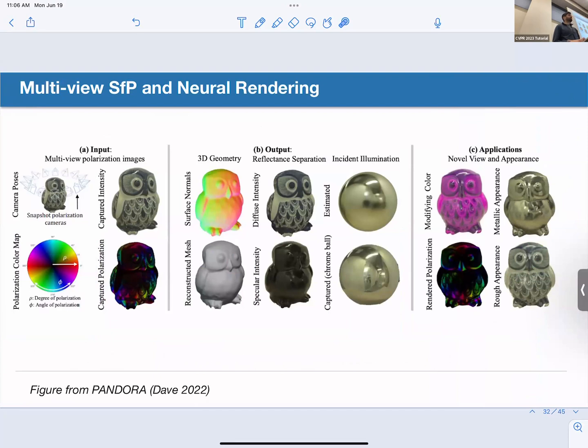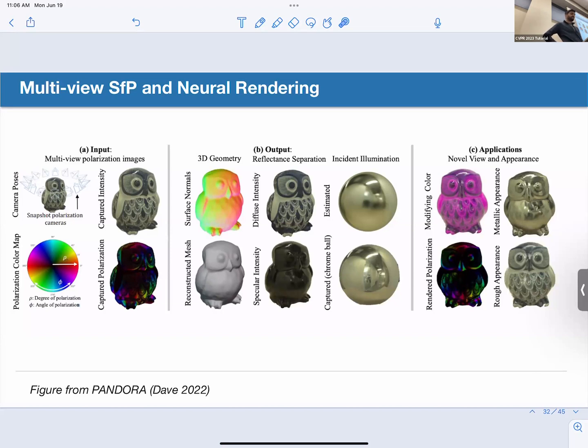Now, in 2022, at the next conference, which would be ECCV in 2022, there's a very nice paper by Dave et al., looking at essentially neural rendering, multi-view, and shape from polarization. Kind of a mix of a lot of different ideas, so we can unpack it a little bit slowly. First, what they're realizing is that polarization images don't need to be captured from one viewpoint. They can be captured from K viewpoints. So there's this multi-view aspect to the problem.